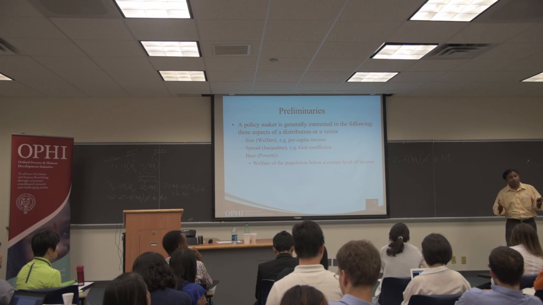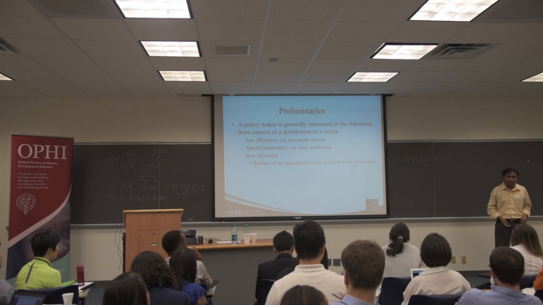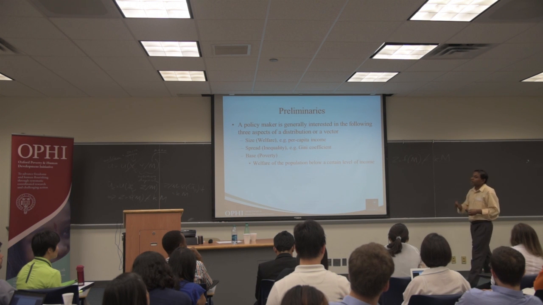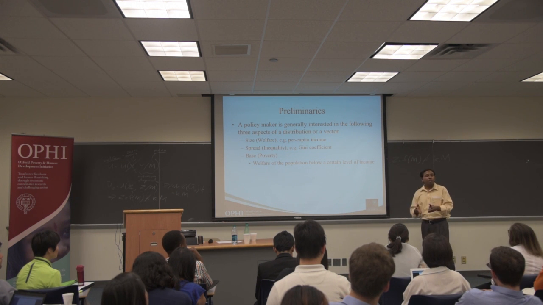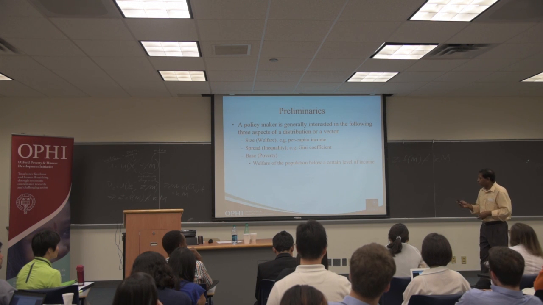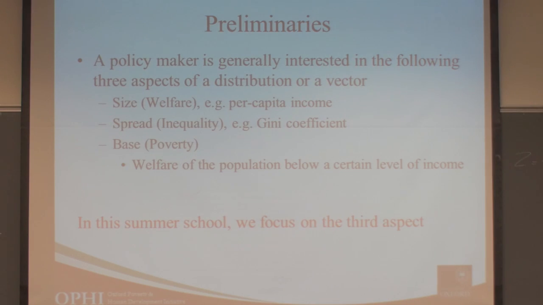How do you define your poverty line? Well, you had an entire lecture just beforehand. It could be highly debatable. But anyway, if you have that particular poverty line, you can identify that base of the population and keep your focus on that particular base. And of course, as you have seen from the title of the summer school as well, we are focusing on this base of the distribution, this third aspect.